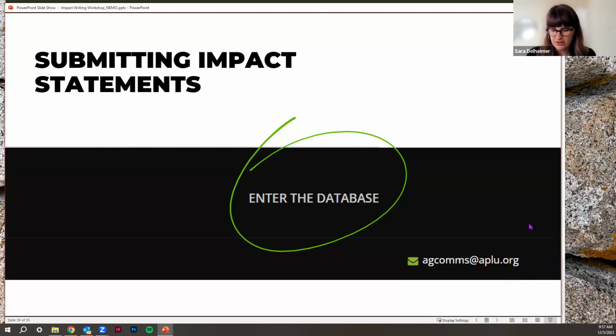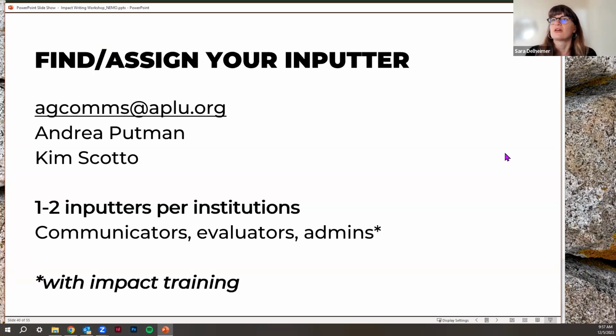So let's look at how to do that. First, if you aren't sure who your assigned inputter is, or if you want to add or change your inputters, you can contact Andrea Putman and Kim Scotto at APLU. This is their AdCom's email address. They both should have access to that inbox. And then think about assigning maybe one to two inputters per institution. Ideally, these would be folks like communicators, maybe evaluators. It could be administrators, especially if you've completed an impact training. And then remember to get your dean or director's approval.